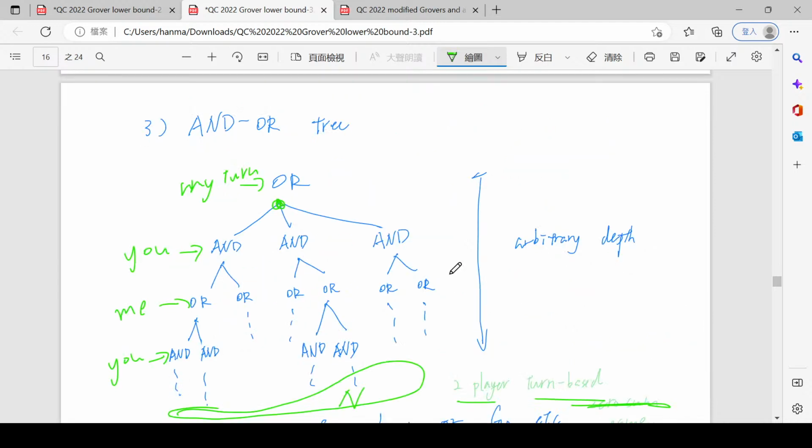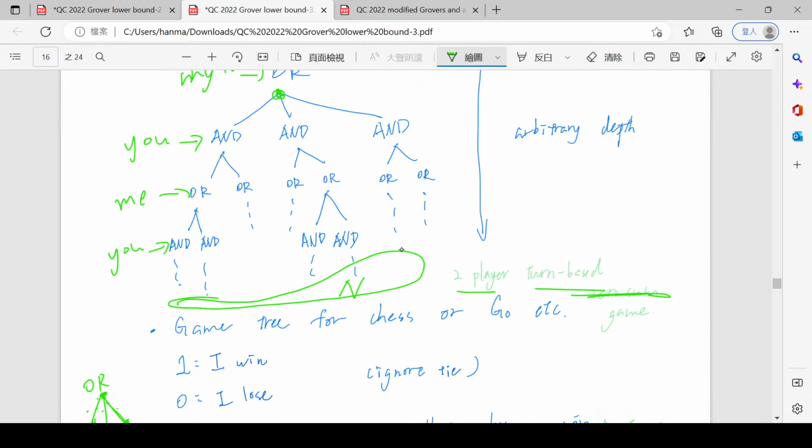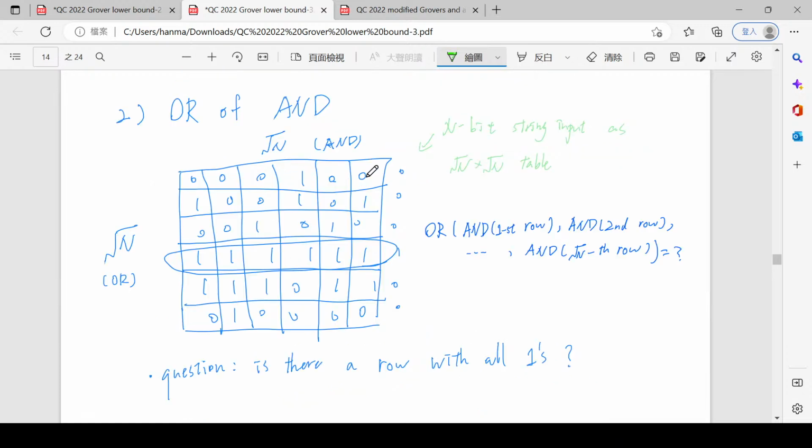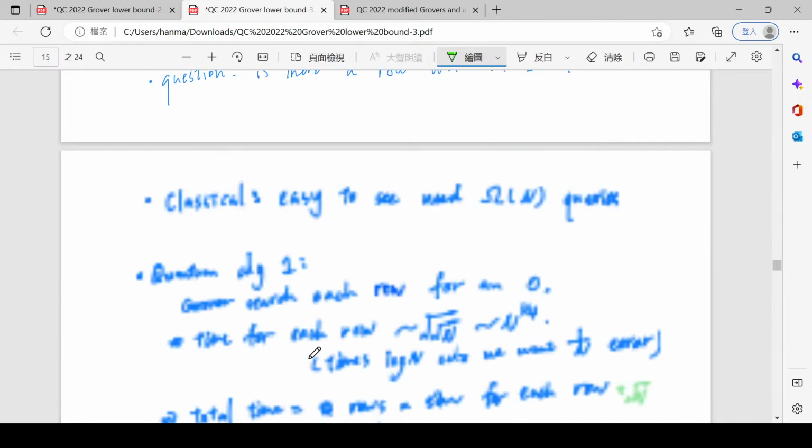Remember, Grover's algorithm is not perfect. You always come with some error. So the error at the lowest level of this tree will build up all the way to the top. If you want your top-level result to have a good success probability, then the error here needs to be like 1 over square root N, and here it is similar.